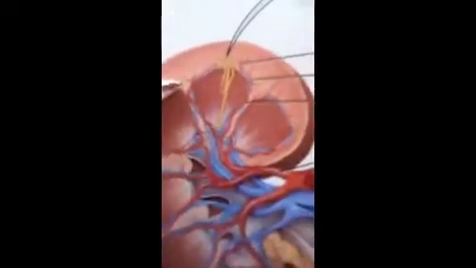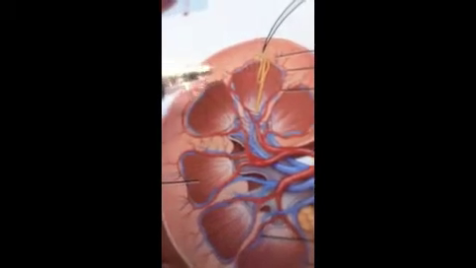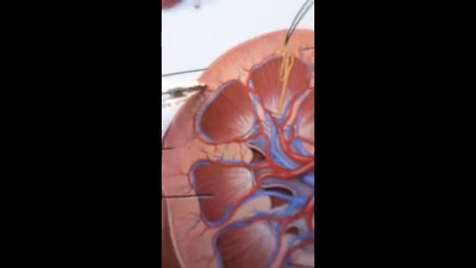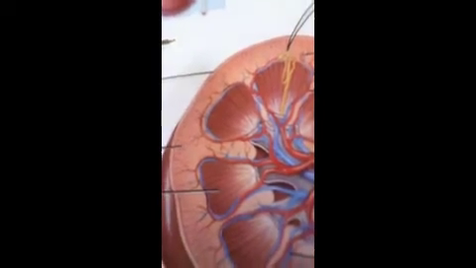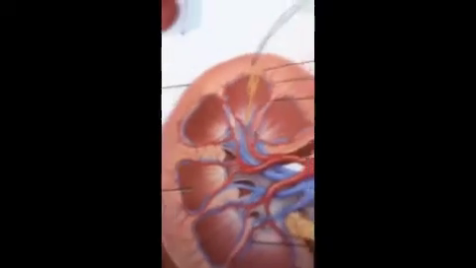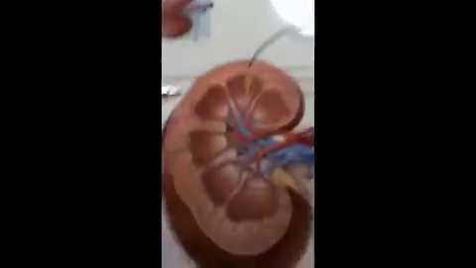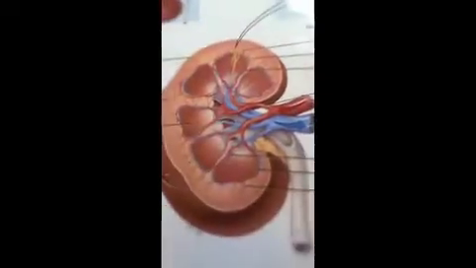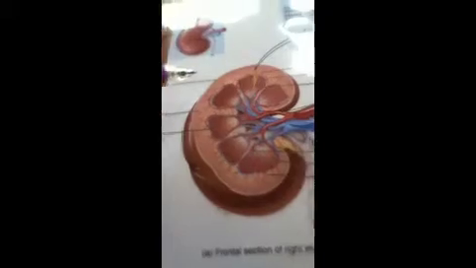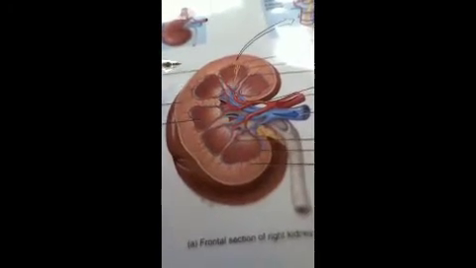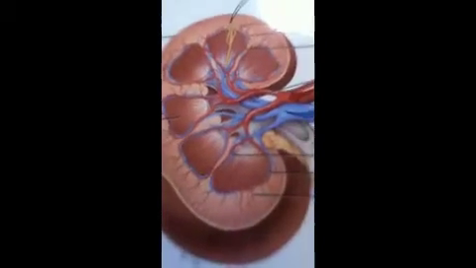Then once you have the arcuate arteries, they're going to further branch into these little interlobular arteries. Those are smaller than the interlobar arteries, and they're going to travel through the cortex towards the surface of the kidney. Then we get to more microscopic vessels. The interlobular arteries are going to branch into the afferent arterioles.